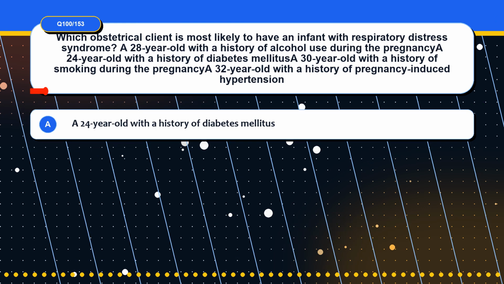Question 100. Which obstetrical client is most likely to have an infant with respiratory distress syndrome? A 28-year-old with a history of alcohol use during the pregnancy, a 24-year-old with a history of diabetes mellitus, a 30-year-old with a history of smoking during the pregnancy, a 32-year-old with a history of pregnancy-induced hypertension. Here are the options. Option A. A 24-year-old with a history of diabetes mellitus.